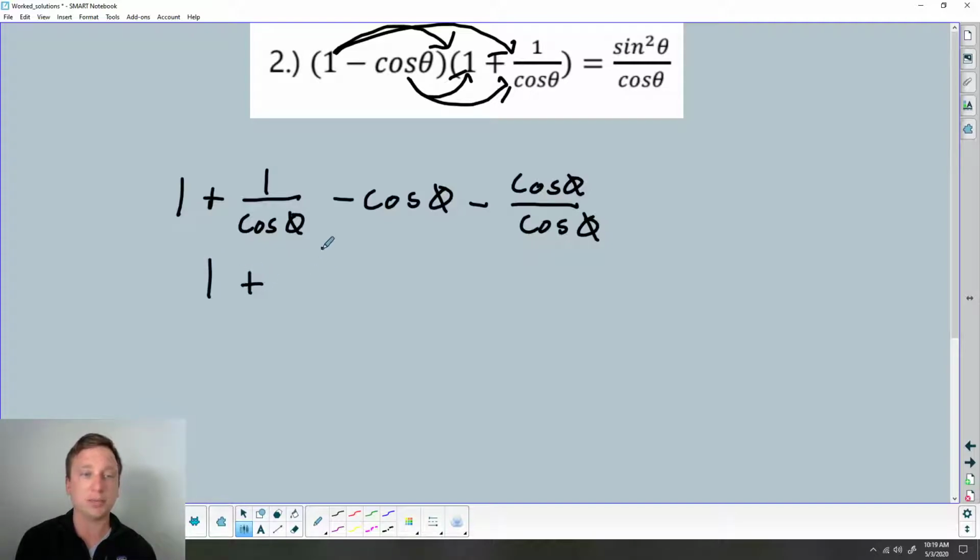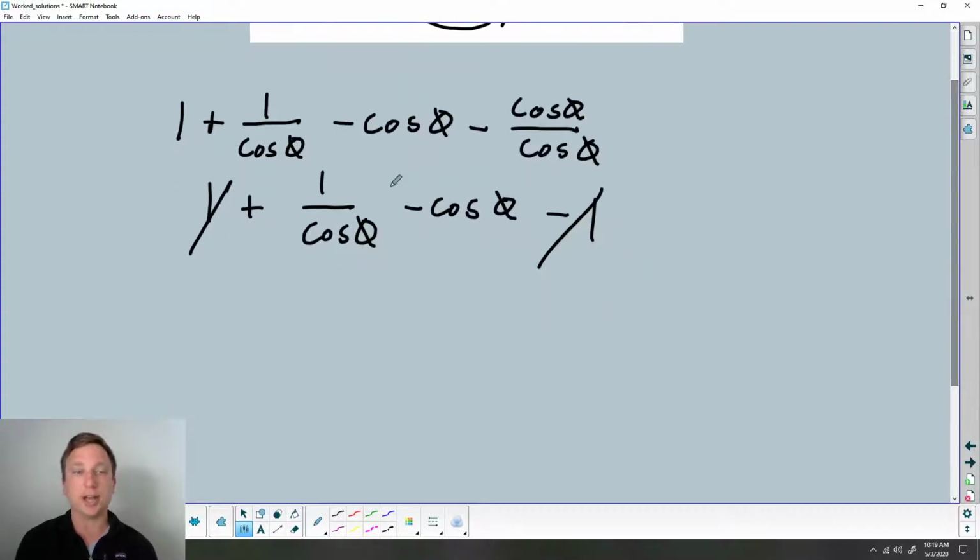We have 1 plus 1 over cosine theta minus cosine theta. And anything divided by itself is 1. So this reduces to negative 1. And the positive 1 and negative 1 reduce down. So now we're left with 1 over cosine theta minus cosine theta. And if we want to subtract these, we need to get a common denominator. And that common denominator is going to be cosine theta.